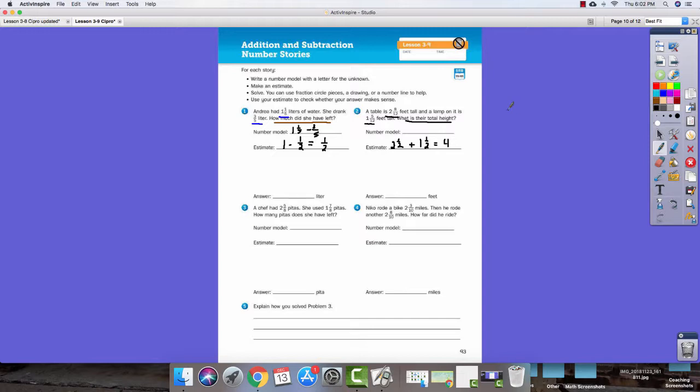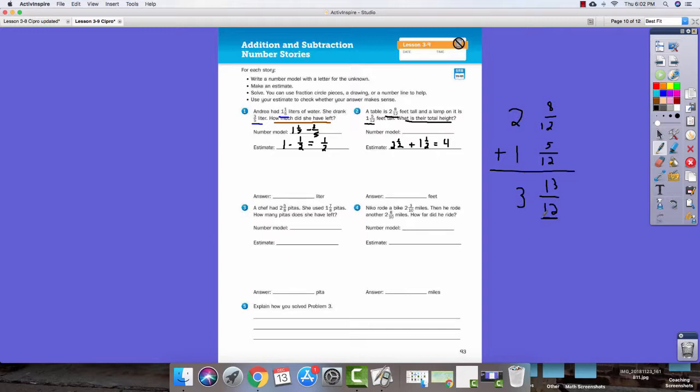So again, I'm going to go over here. So I'm going to do 2 and 8/12 plus 1 and 5/12. So here I'm going to add my fractions first, just to keep things consistent. 8/12 plus 5/12 would get me 13/12. And then let's add my whole numbers. 2 plus 1 is 3. So I get 3 and 13/12.